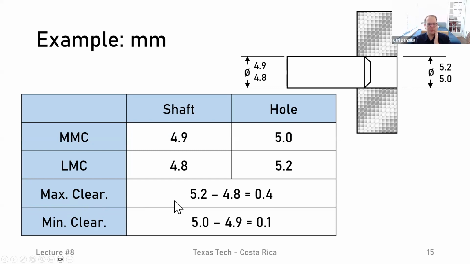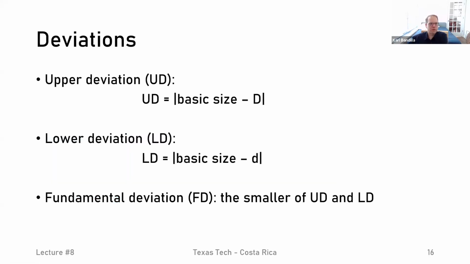All right, now for the metric ones, we have another set of variables that we calculate, and that's the deviation. So basically, how far off am I from my basic size, right? So for the upper deviation, we just do the basic size minus the upper, like the larger diameter, and for the lower deviation, we do the same thing, but with the small diameter. And we take the absolute values, right? The deviations are always going to be positive.